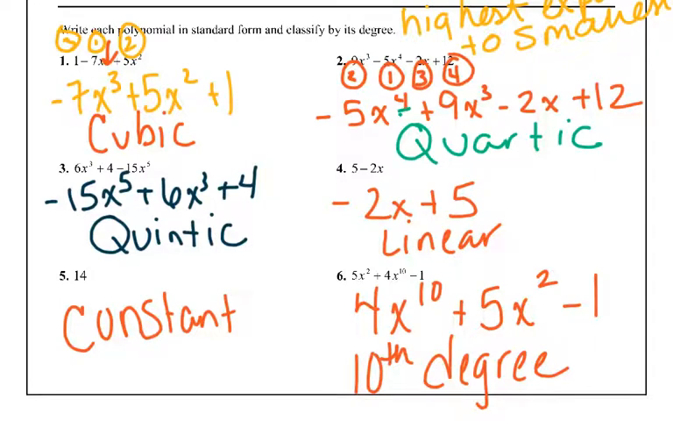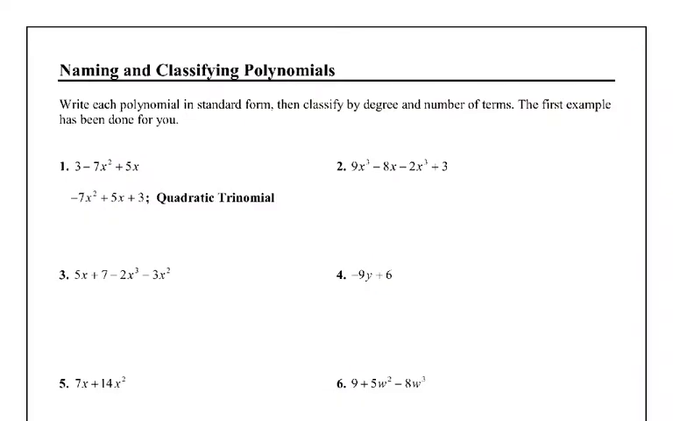All right, so now what we're going to do is we're going to take both of these things and put them into one, because when we classify a name, we don't just do one or the other. We do them both together. So you're going to name it based on the degree and then the number of terms. So what you want to do is first make sure that all of your polynomials are written in standard form, then classify by degree, and then the number of terms. So if we notice, this first one has been done for us. So they rewrote it in standard form. They identified that it was raised to the second power, which makes it quadratic. And then there were 1, 2, 3 terms, so that makes it a trinomial.